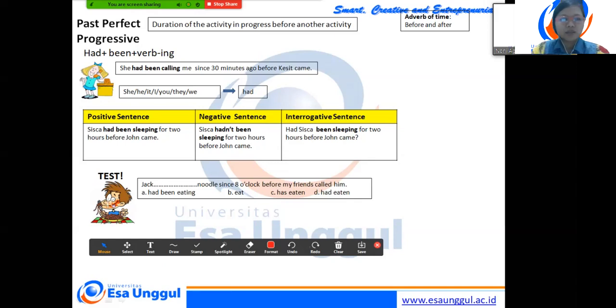Now look at the other example. For the positive, Siska had been sleeping for 2 hours before John came. Had been and verb in. The negative, you just put not. Siska hadn't been sleeping. The interrogative, had Siska been sleeping for 2 hours before John came? If yes, yes, she had. If no, no, she hadn't.